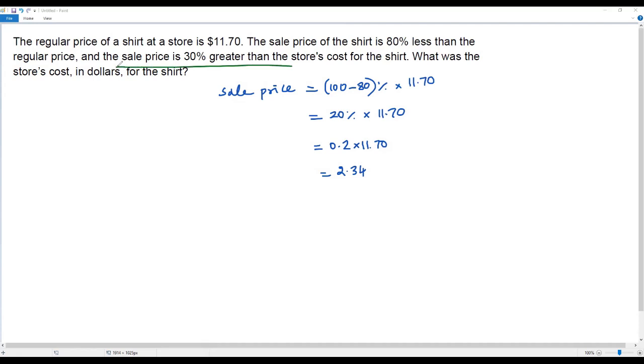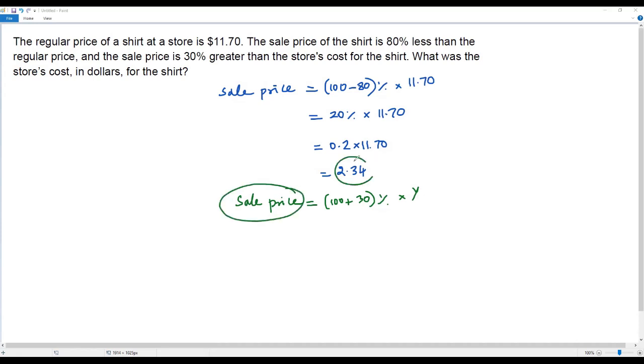Okay, now we can write this information as an equation. That is, sale price equals 30% greater than, which means we have to add this 30 to 100. Actually, with the first information, 80% less than, we subtracted 80 from 100. Here 30% greater than means we have to add 30 to 100 times the store's cost for the shirt. So let's assume the store's cost for the shirt as just Y. Already we got the sale price, that is $2.34. Let's plug in this value for the sale price over here.